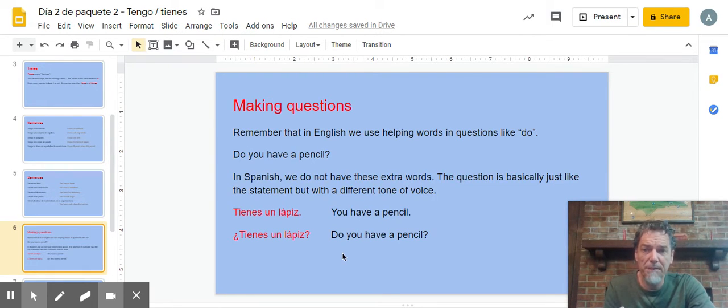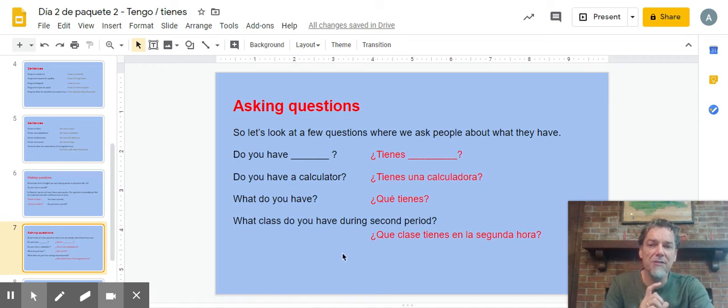What about questions? Remember that in English, we often have helping words. Do you like to run? Remember, do you like to run was te gusta correr. In Spanish, we don't have that helping word do. So do you have a pencil in Spanish? Just think about how you say it as a statement. You have a pencil. Tienes un lápiz. You say the same statement to make a question. You just lift your voice up at the end. Tienes un lápiz. So the question is the same as the statement. Tienes un lápiz.